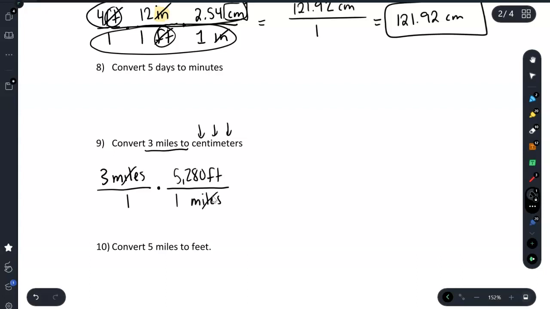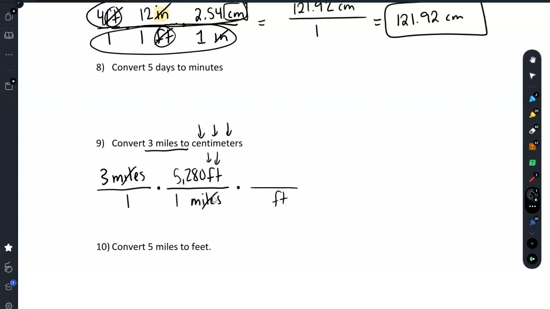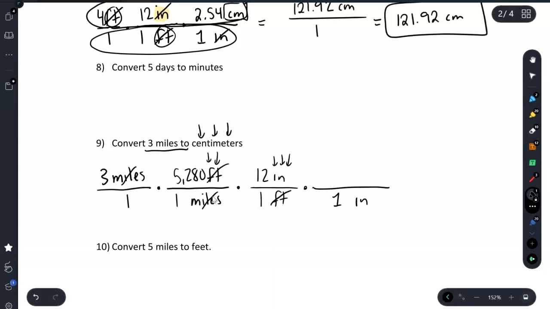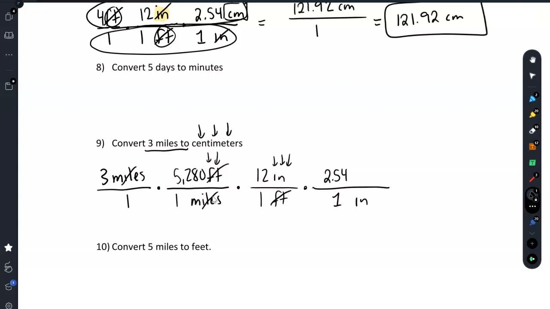So now I've canceled out the word miles, but I'm left with the word feet, which I don't want. So I know I'm going to multiply by another fraction that gives me feet on the bottom. And I know that one of my units of conversion is 1 foot is 12 inches. So that cancels out the word feet, but now I have inches, and I don't want that. And I have a unit of conversion that will give me inches on bottom, which is 1 inch is 2.54 centimeters. The word inches cancels. So now the unit of measure I'm left with is centimeters, which is what I wanted.